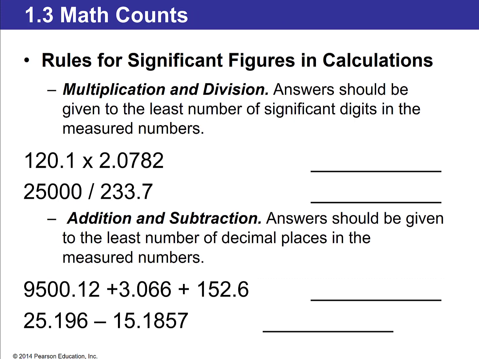Rules and rounding. With multiplication and division, you need to know the number of significant figures. So you're going to round to the smallest number of significant figures in the problem. So in this one, you have 4 significant figures. In this one, you have 5 significant figures. So you know that your answer needs to have 4. In this one, you only have 2 significant figures. In this one, you have 4 significant figures. So you're going to definitely make sure that you round to where you only have the 2.